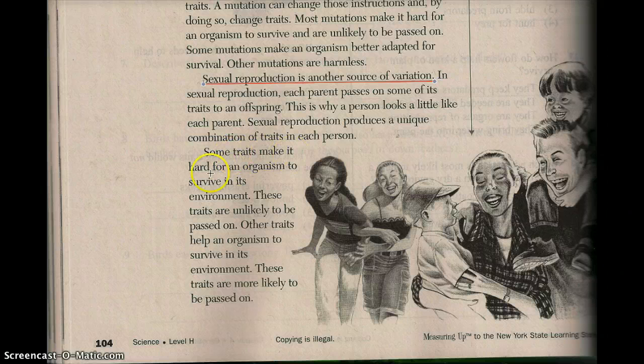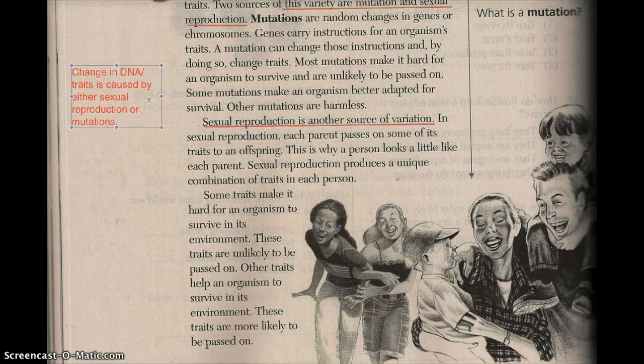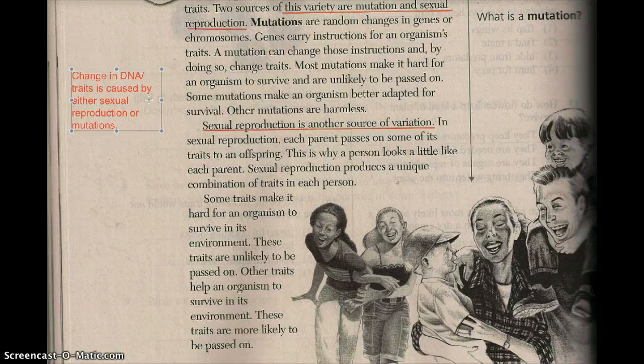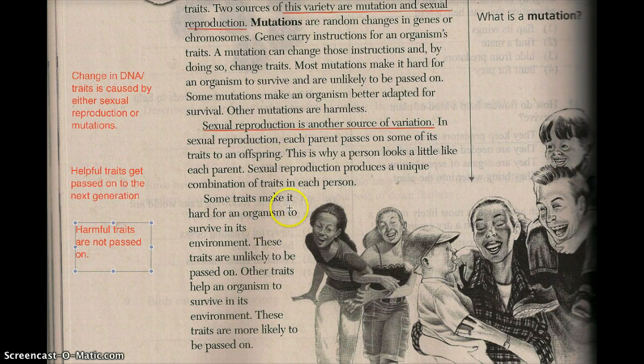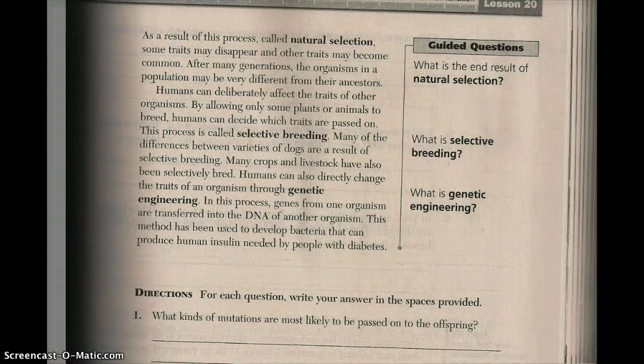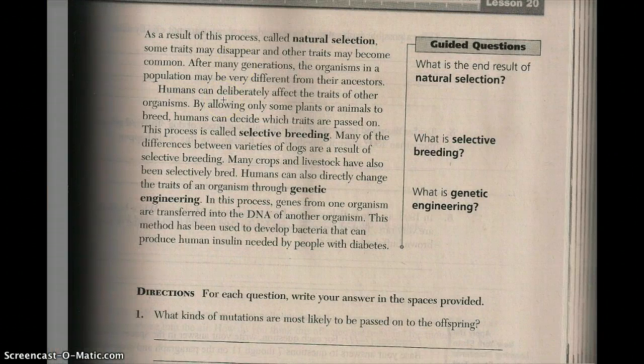Some traits make it hard for an organism to survive in its environment. These traits are unlikely to be passed on. Other traits help an organism to survive in its environment. These traits are more likely to be passed on. So basically what this reading just said is that a change in DNA is either caused by a mutation or sexual reproduction. Helpful traits get passed on to the next generation, and harmful traits are not passed on. Next page. As a result, this process is called natural selection.